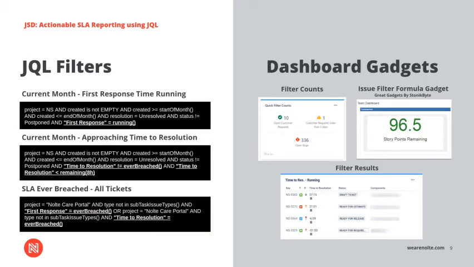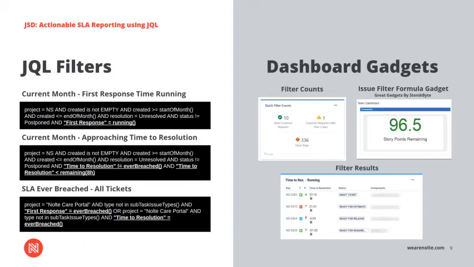Next, I will show you a bit closer look at how I created the SLA dashboard for my team. In order to focus on what I felt was actionable data for my team, I created 3 filters. The first was current month first response timer running. This filters out tickets which were created during the current month and currently have a first response timer running.